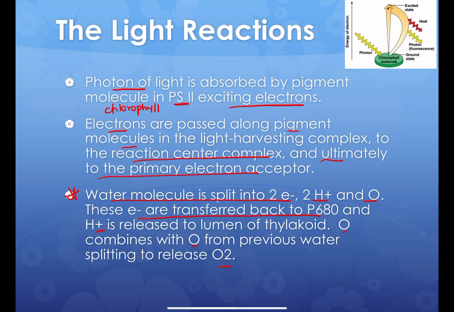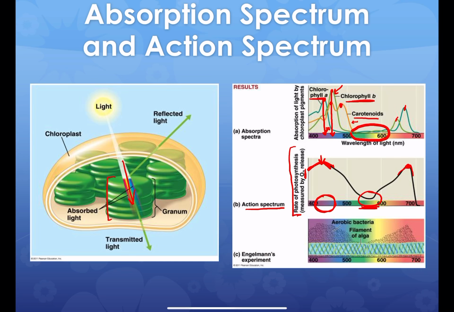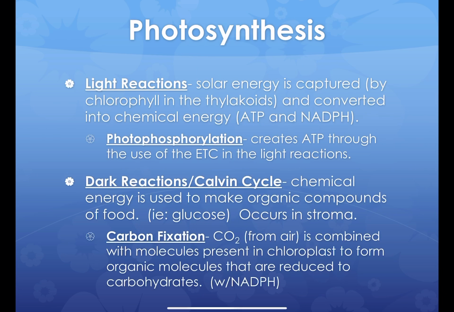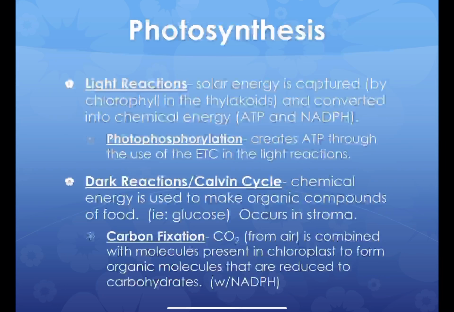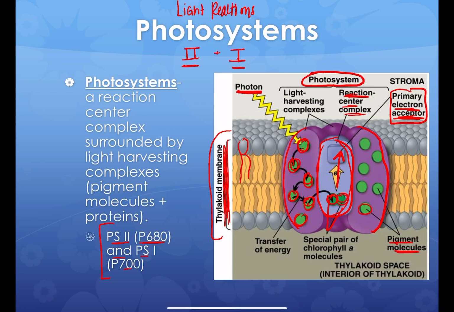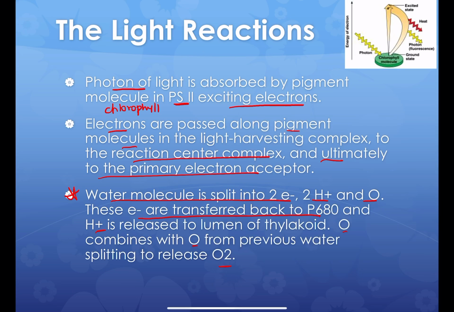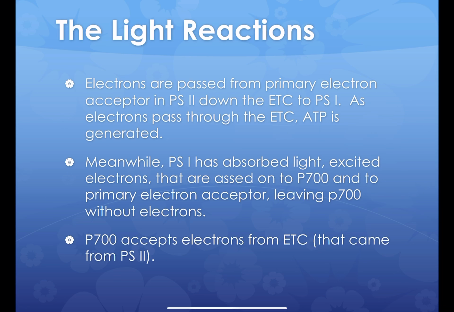So, the excited electrons that are released from the water, let me go back to my diagram over here, sorry. These excited electrons are going to be passed along with the other electrons to the pigment molecules and to the primary electron acceptor right here, okay? Now, the electrons are passed from the primary electron acceptor in PS2 down the electron transport chain to PS1.